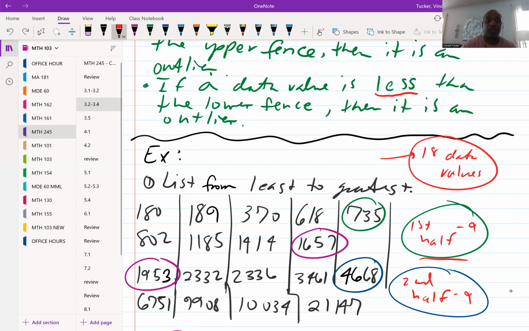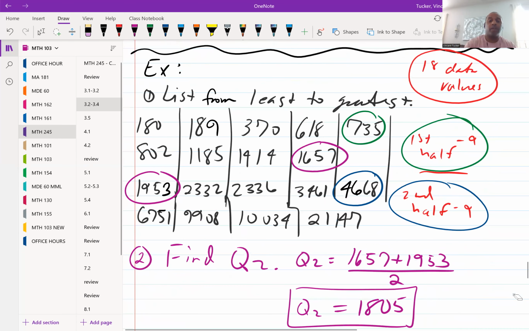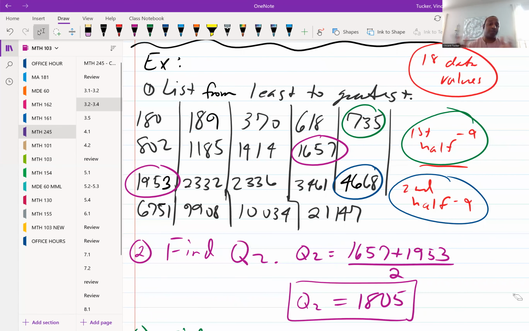If this was 19, then all I would do is pick out the middle number. But I have 18, so I don't have a middle number. I have to actually calculate it. And that's what I did here. Q2 is your median of your whole data set. So I took my 2 middle values, added them together and divided by 2. And that gives me 1805. Once again, if I had 19 data values, I would just have a middle number and I wouldn't have to do any calculation.